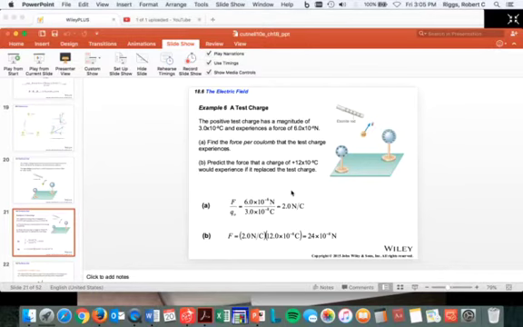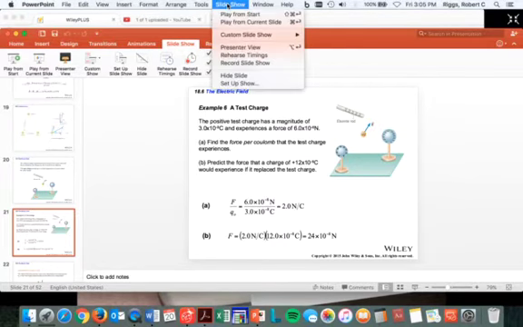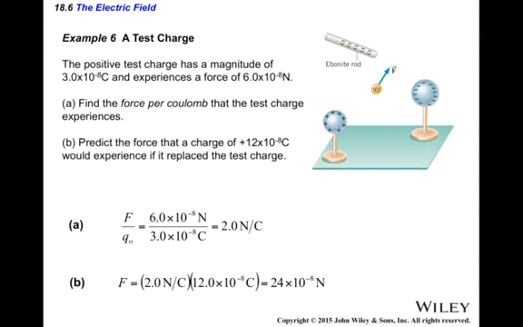And to calculate what the electric field is at that point, then here we go. Play from the current slide real quick. Find the force per coulomb that the test charge experiences.